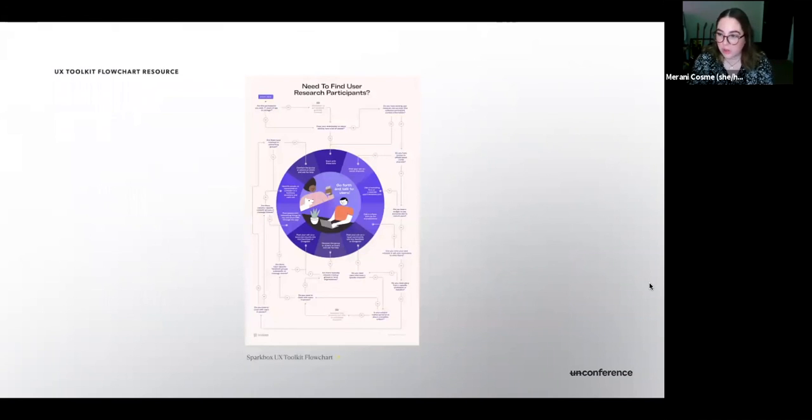I've also included this. You will all probably get this after the conference, but this is a great resource our Sparkbox team put together for user interviews, specifically when looking for users to interview. It is pretty well designed, and I just thought I'd share it with you guys.